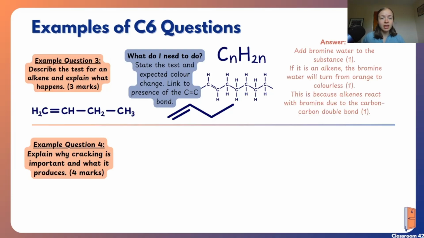So our answer could be add bromine water to the substance. If it's an alkene, the bromine water will turn from orange to colourless, and this is because alkenes react with bromine due to the carbon-carbon double bond, and that would be 3 marks worth.